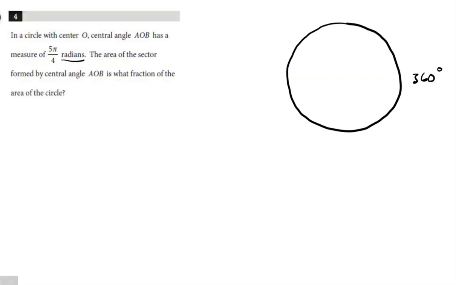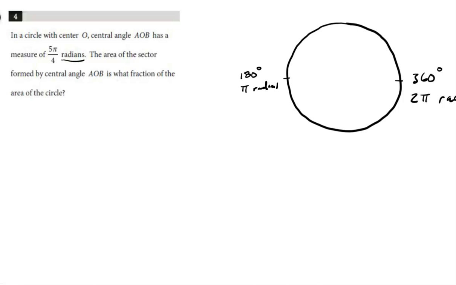But another unit we could use is radians. And 360 is the same thing as 2 pi radians. Alright, so that's something you might want to memorize. Also, halfway around a circle, 180 degrees, is pi radians. So that's a conversion that you can use.